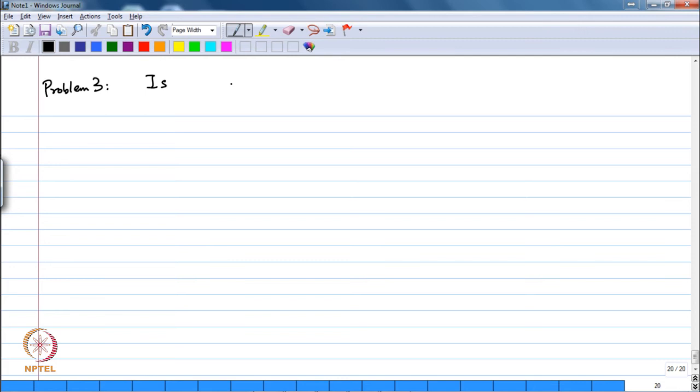Next problem that I want to do has to do with Hermitian matrices. Okay, and so this is problem 3. It is this matrix: 4, i, 2 plus 3i; and, since I want to talk about Hermitian matrices, I am making it a complex matrix, 1, 2 minus 3i, 1, 3. Is this Hermitian?